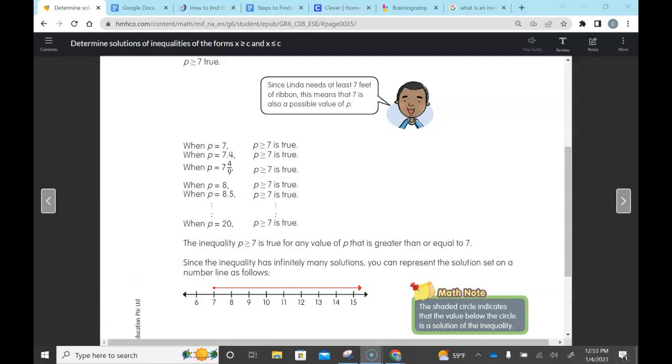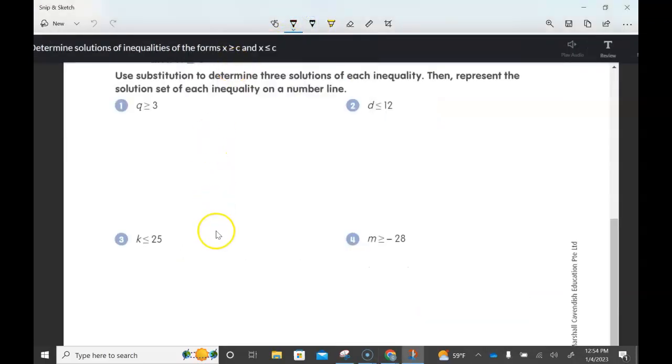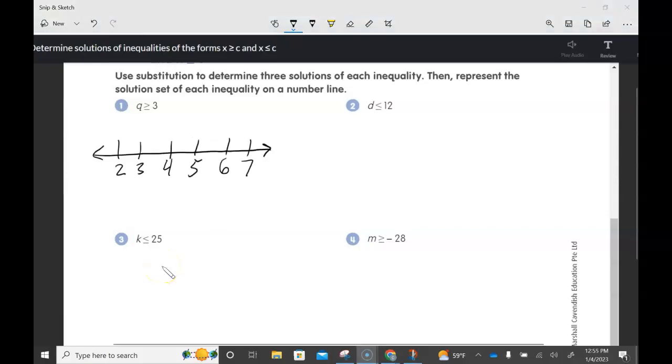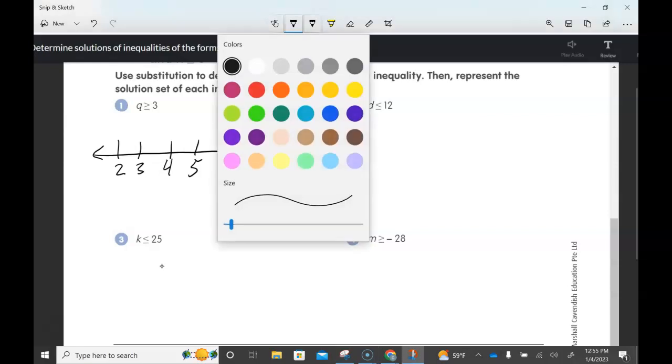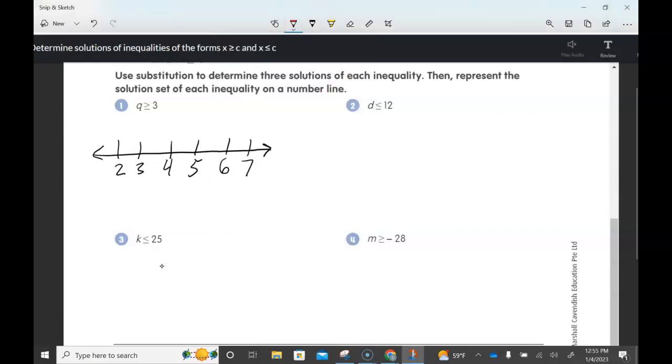So let's take a look at a couple of these together. So now let's see what we have for number one: Q is either equal to or greater than 3. So what we're going to do first of all is draw a number line. And now since we have that equal to or greater than symbol, in other words, there's a line right underneath my greater than symbol, what I do is I go to my 3, I put a circle there, and I fill that circle in. Just remember, line underneath, circle filled in, no line underneath, keep a circle open.